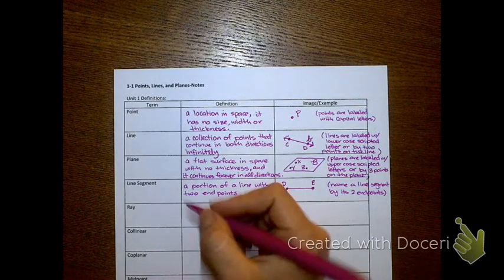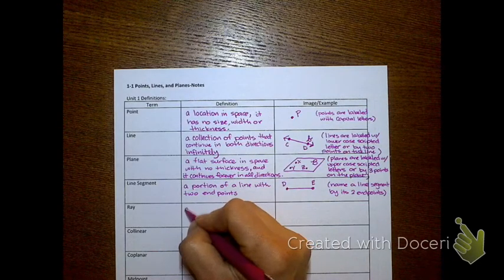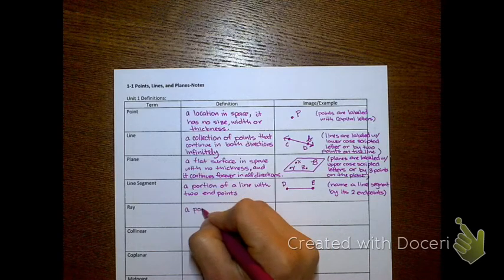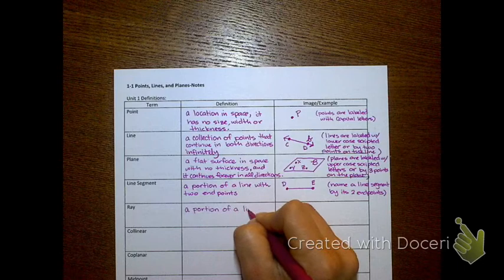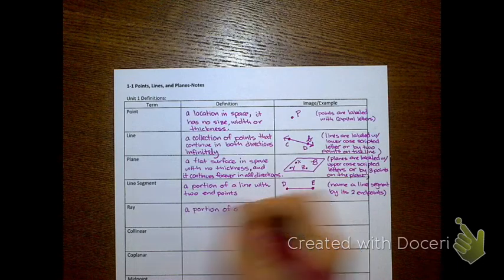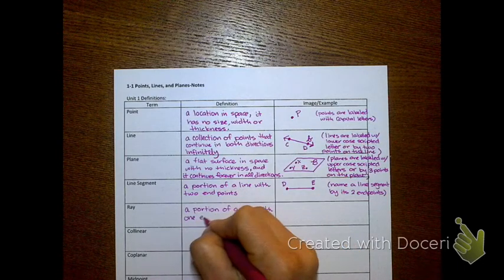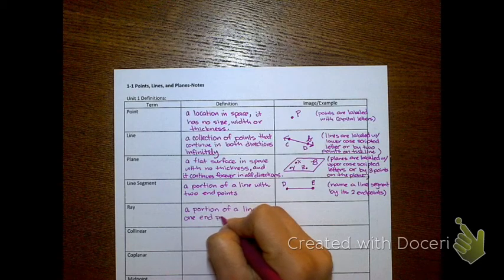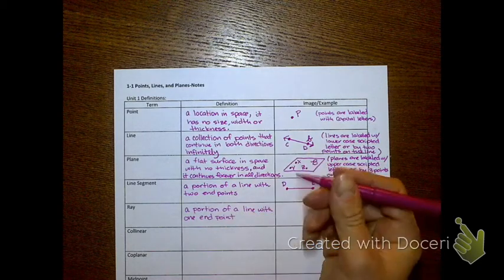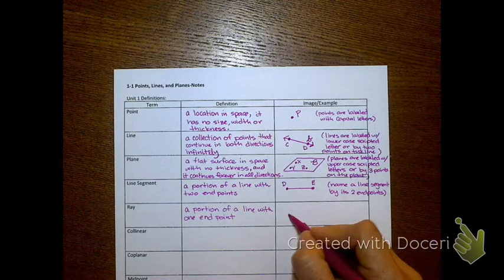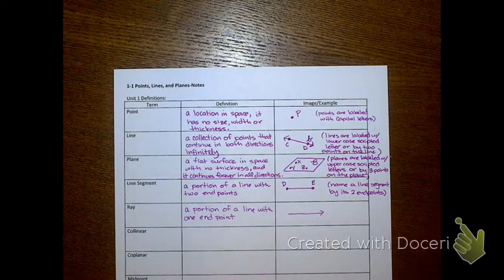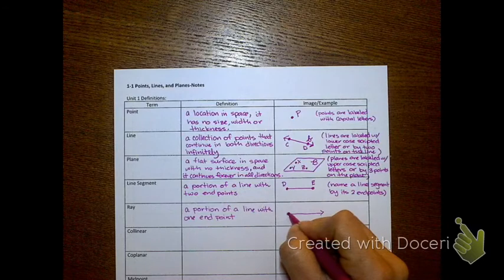Yeah, very good. Okay, so a ray is a portion of a line with one endpoint, right? So what a ray looks like is one side is continuing forever and ever, and the other side there's an endpoint.